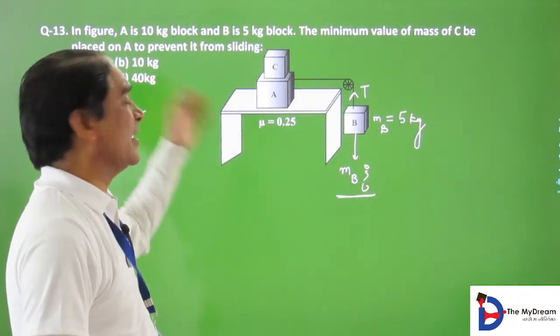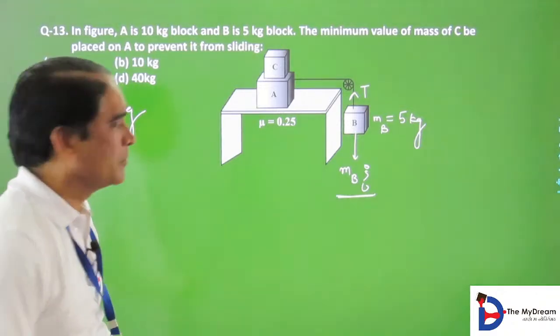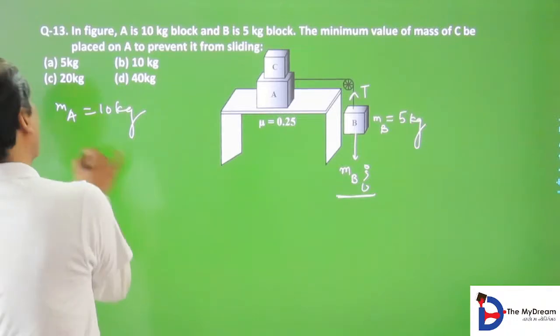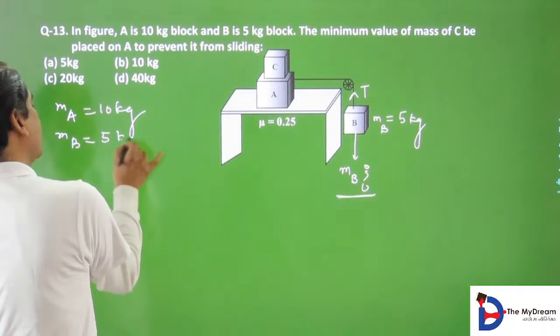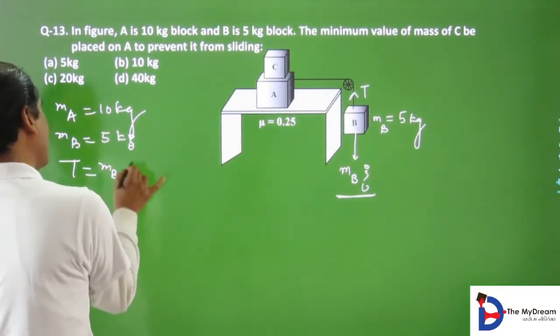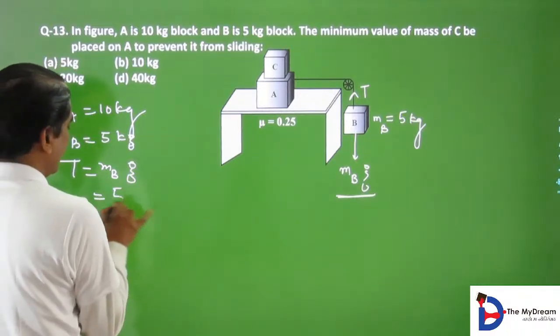How much should we keep so that it does not slide, that is, does not accelerate. So T is equal to the mass of B, that is 5 kg. So T is equal to mB into G. This is 5G.